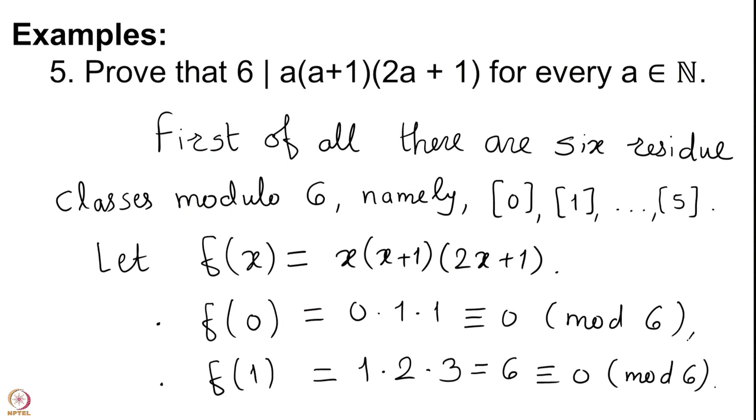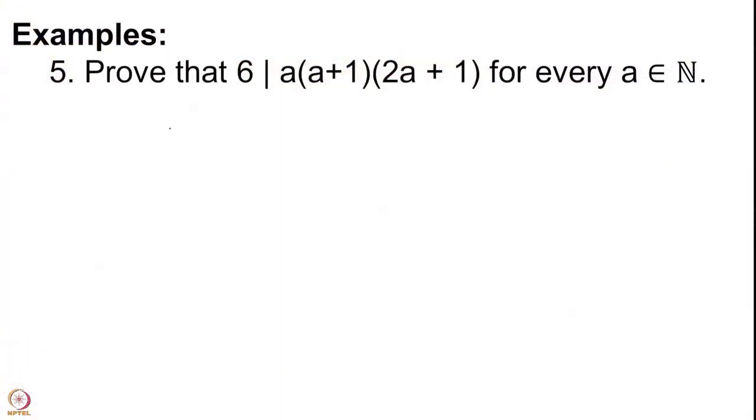Any natural number which is congruent to 0 mod 6 has the property that 6 divides that natural number into that natural number plus 1 into twice of that natural number plus 1. Okay? So whenever A is 0 mod 6, we are done. Whenever A is 1 mod 6, we are done. Now we are left with 4 residue classes. So let us look at those as well. So 0 is done, 1 is done. So I need to check what happens when we put the value of 2. So this is going to give you 2 into 3 into 5, which is 30, and of course this is also 0 mod 6.